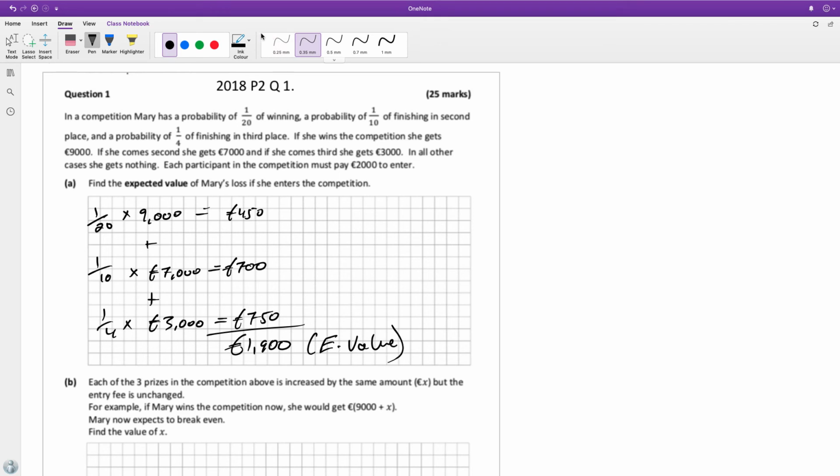Now, the question asks me to find the expected value of Mary's loss. So, if she's making a loss and it costs her 2,000 to enter, a loss of 100 euro. Is that okay? 100 euro.